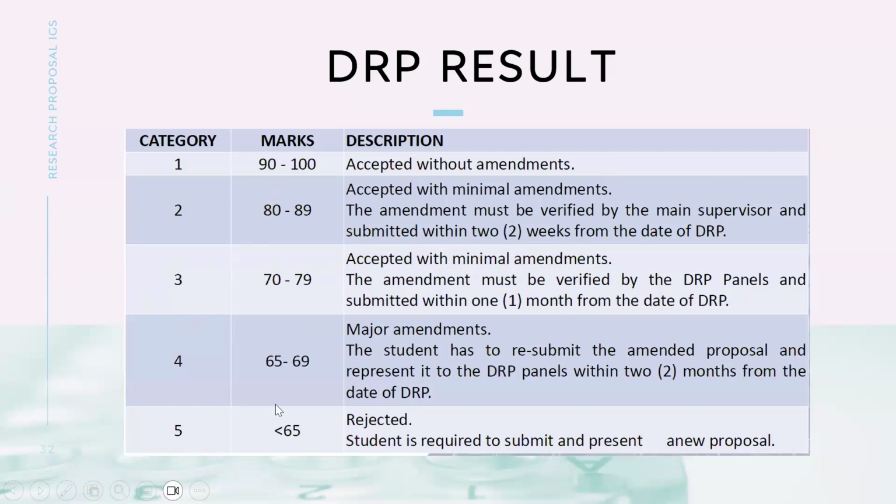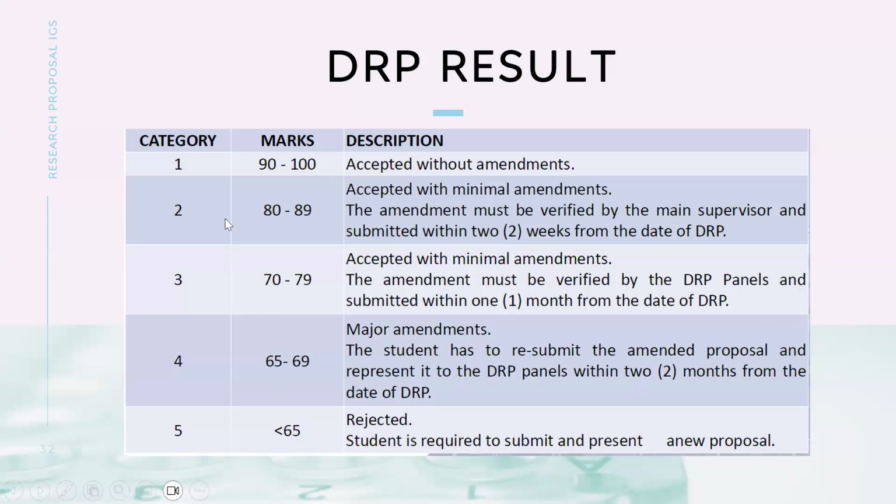Category number 4, 65 to 69, this is major amendments. So basically, students have to resubmit the amended proposal and re-present to the DRP panel. You have to do a re-DRP, and it must be within 2 months from the date of the DRP. And then category number 5, which is less than 65 marks. Basically the panel rejects your proposal and you have to submit and present a new proposal.